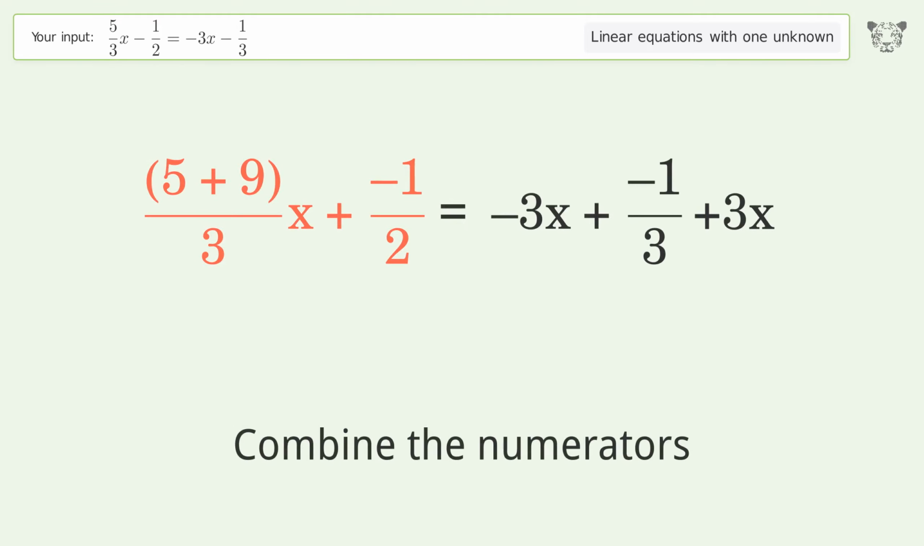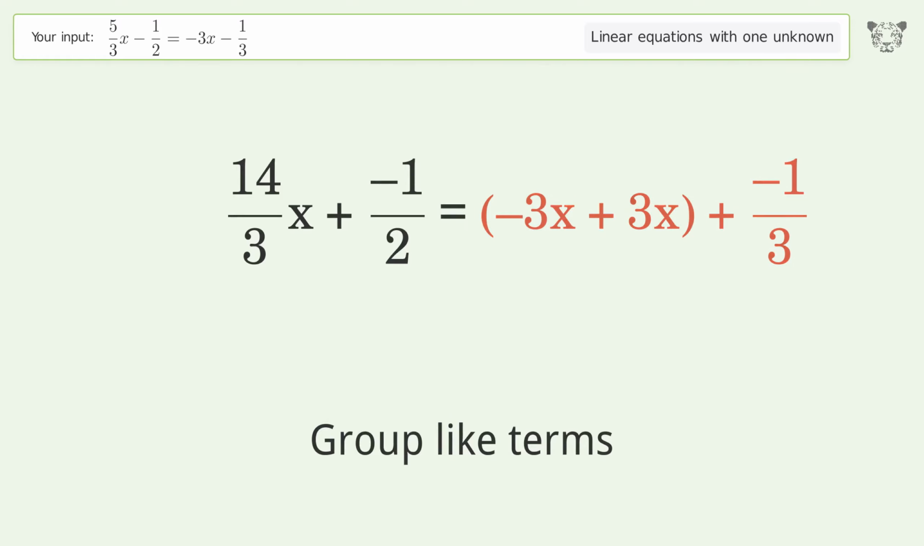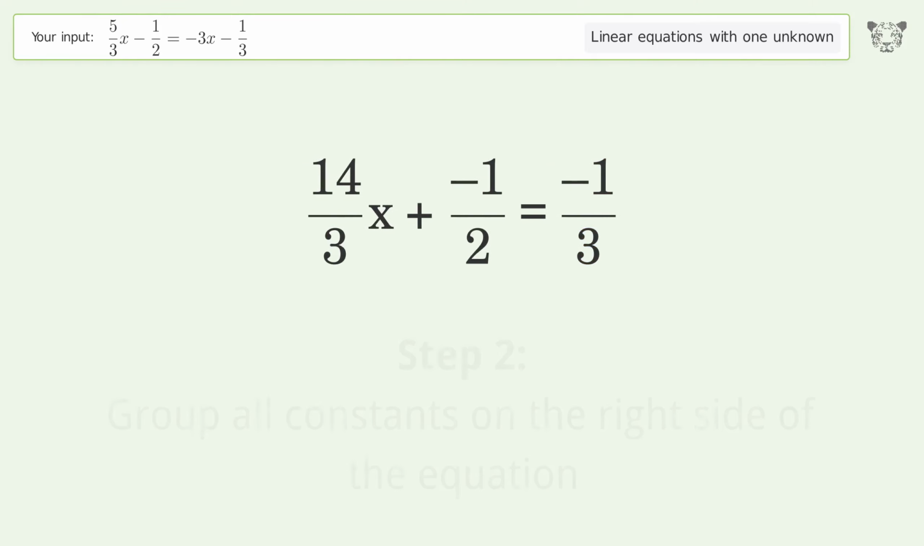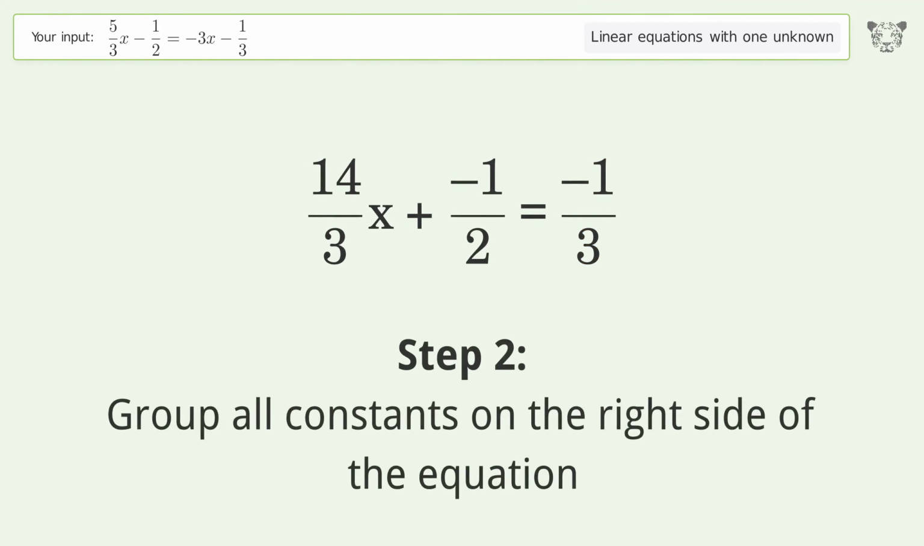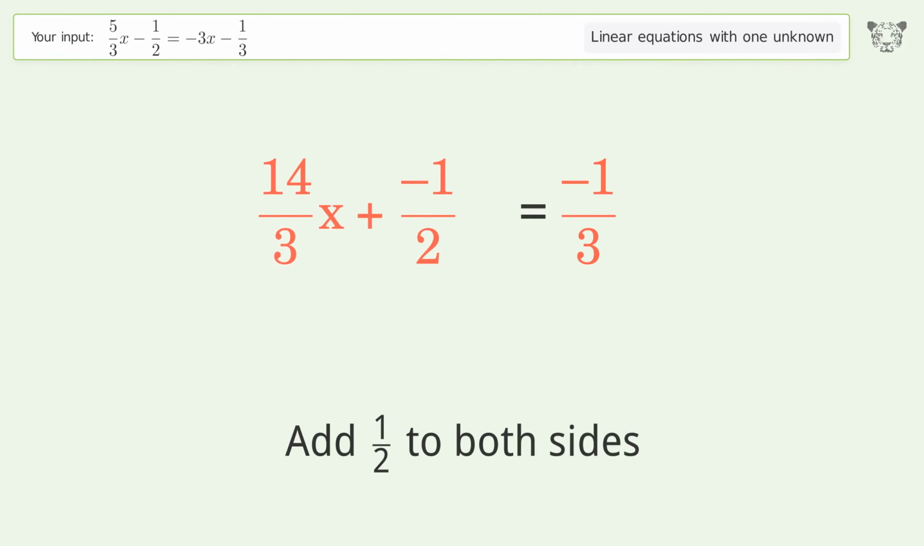Combine the numerators. Group like terms. Simplify the arithmetic. Group all constants on the right side of the equation. Add 1 over 2 to both sides.